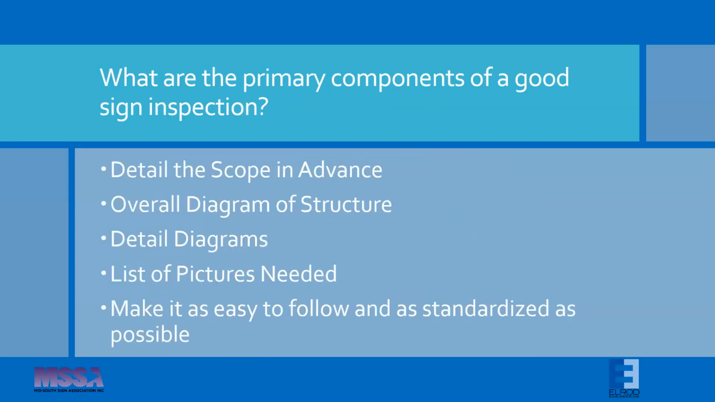So what are the primary components of a good sign inspection? A detailed scope prepared in advance, providing information about the structure, overall diagram, detailed diagrams. One of the things that we've learned is that a list of pictures is critical in order to communicate the information and gather the information that you need. And we've also learned that making it as easy to follow and as standardized as possible is a real benefit.